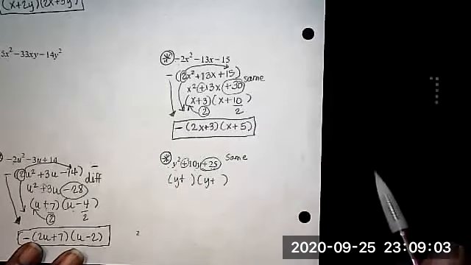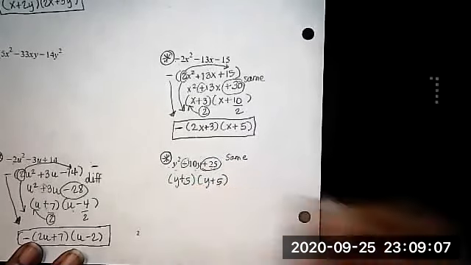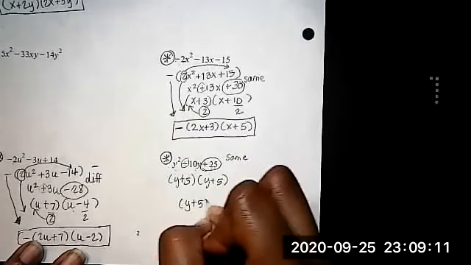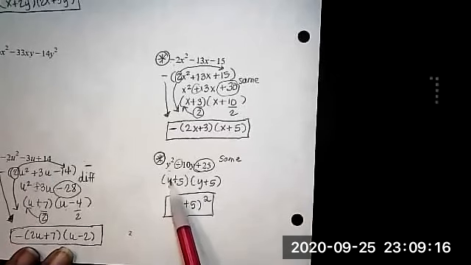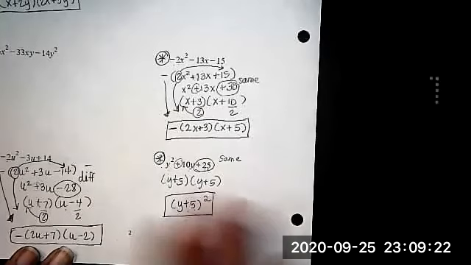What are the multiples of 25 that add to give you 10? 5 and 5. These look like they're the exact same. This is your answer. y plus 5 becomes y plus 5 squared.